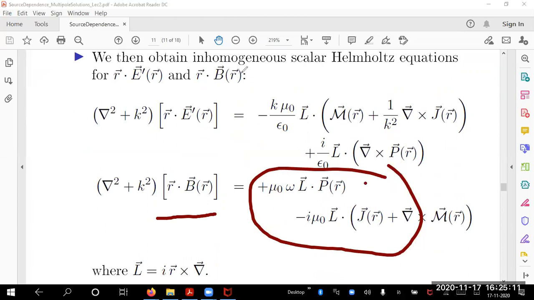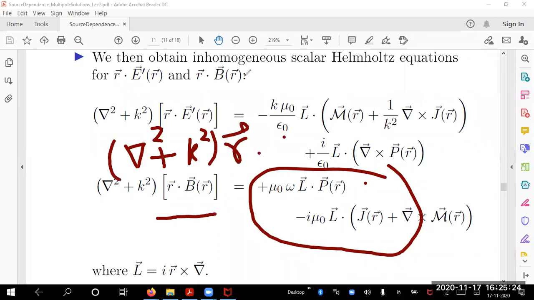What was the earlier solution in the source free region? I want to ask you now because I want you to be with me. Tell me now, I will write del squared plus k squared into R dot E. What was it in the source free region?